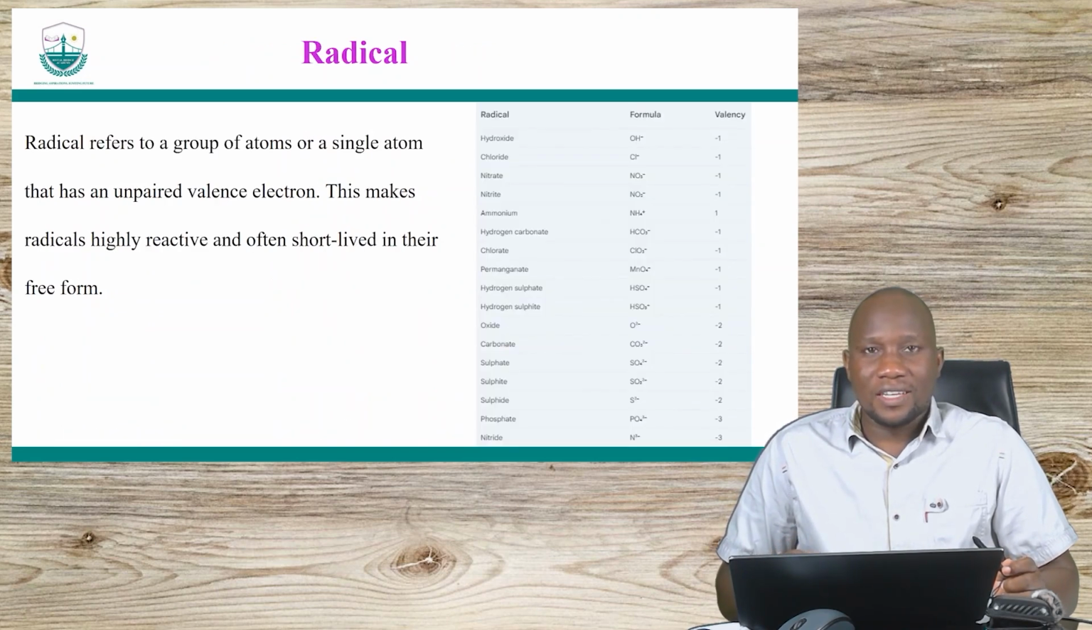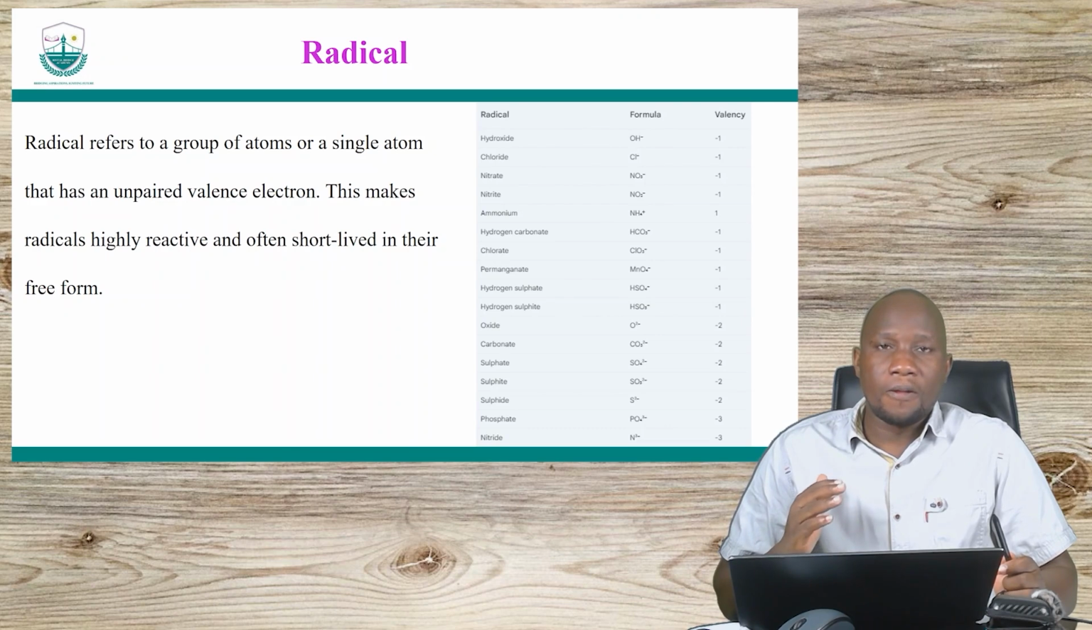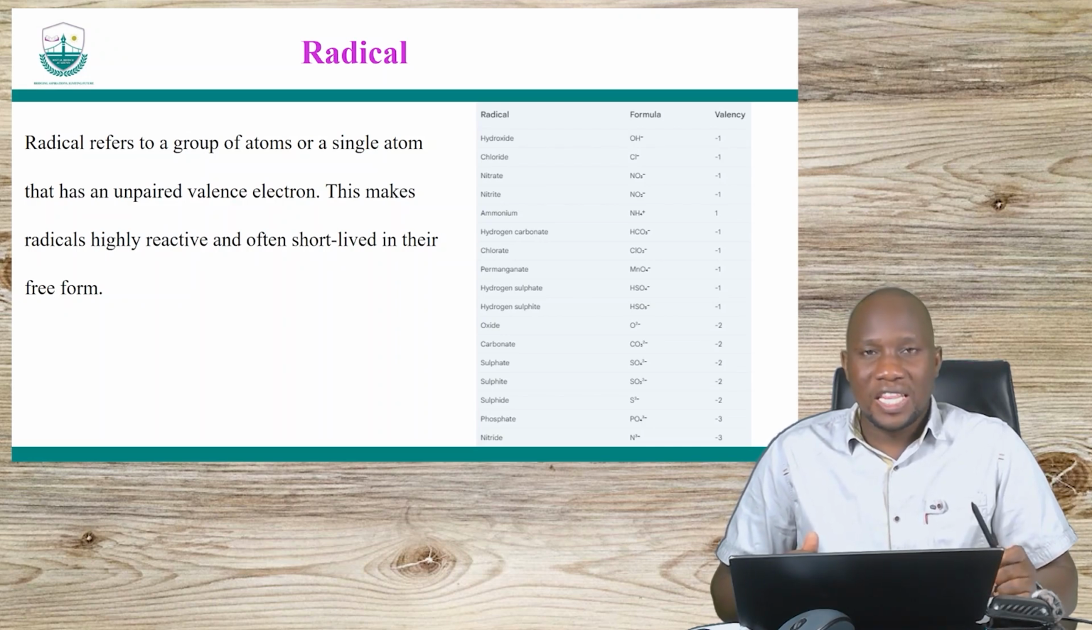And then we go to another concept called radicals. What is a radical? We have groups of atoms or even a single atom that has unpaired electrons, and therefore this makes them very, very reactive. So we're saying a radical is a group of atoms or a single atom that has unpaired electrons.